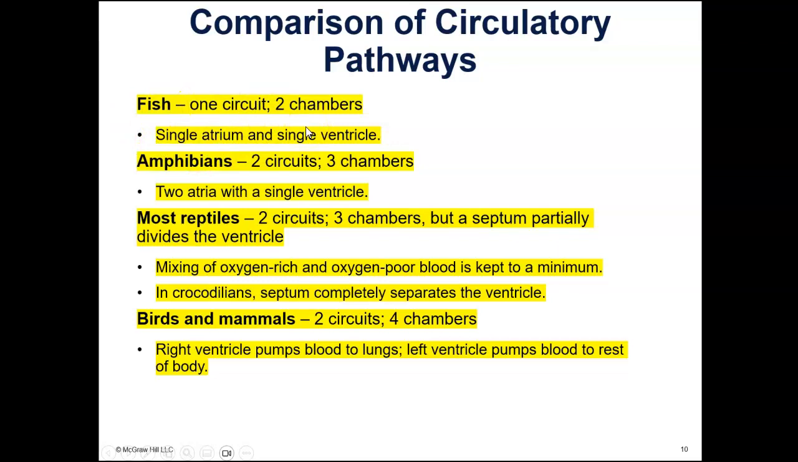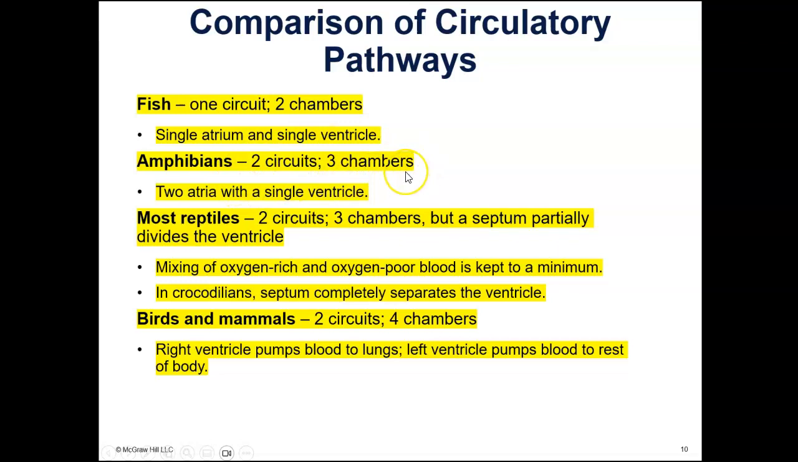And fish only have two heart chambers. They have one atrium to receive blood and one ventricle to pump blood. Amphibians have two circuits, and all of the animals after, starting with the amphibians, so your amphibians, reptiles, birds, and mammals, all have two circuits, a pulmonary, which takes the blood to the lungs, and then a systemic circuit.